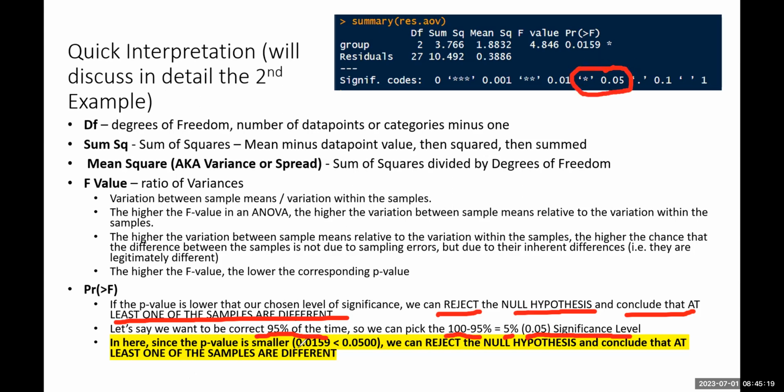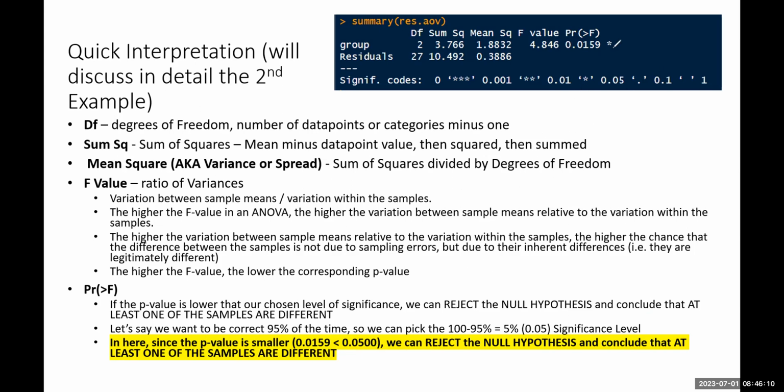Now, since the p-value is 0.0159, which is smaller than 0.05, we can choose to reject the null hypothesis and conclude that at least one of the samples is different. From this point, we can conclude that one of the samples in the plants, the control sample, the treatment one, and the treatment two, is actually different. But ANOVA is not going to tell you which one is different. It's just telling you that at least one of them is different.